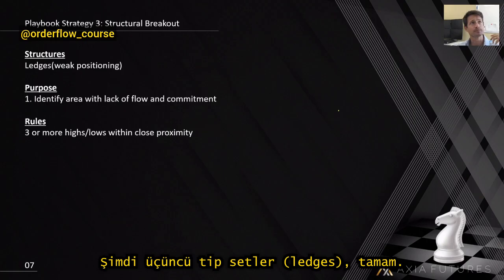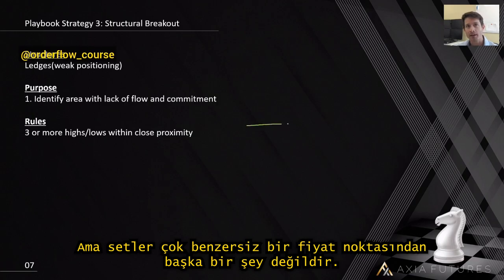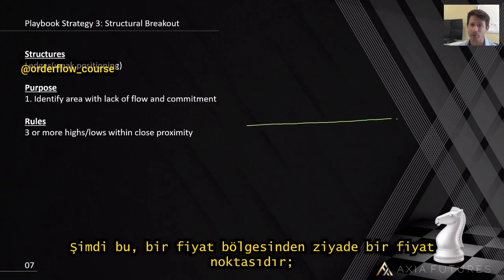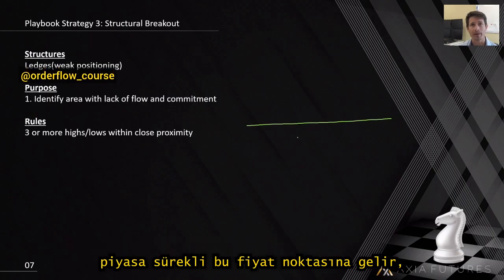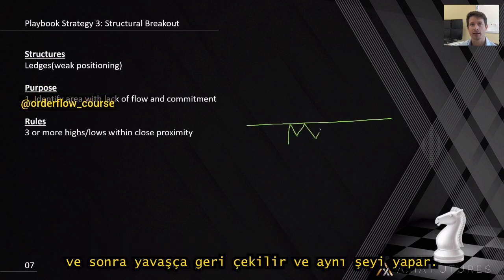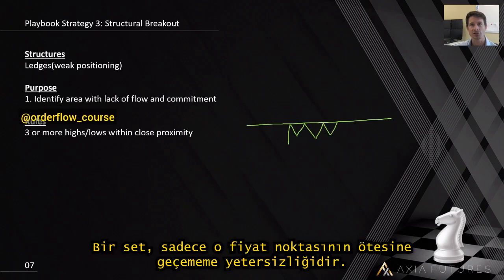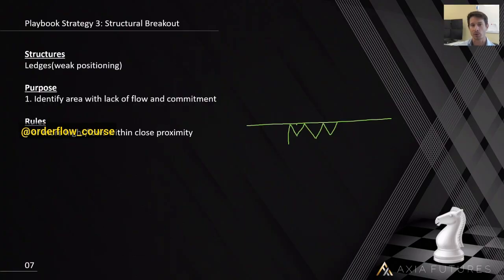Now, the third type is ledges. You may have heard some traders referencing this on Twitter, but a ledge is nothing more than a very unique price point. This is less of a price zone and more of a price point where the market keeps coming to this price point and then just sits there and nothing happens, and then it slowly backs off, and then it does the same thing, and then slowly backs off, and then does the same thing, and it kind of forms a ledge in the market. And a ledge is just this inability to get beyond that price point.